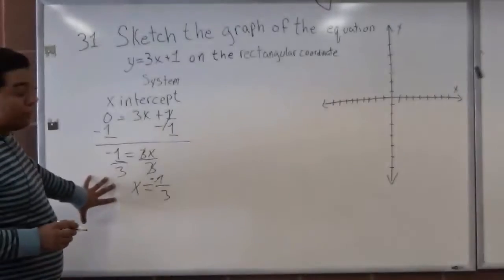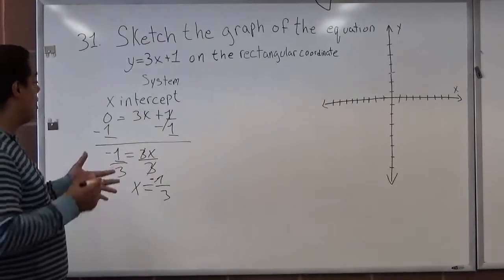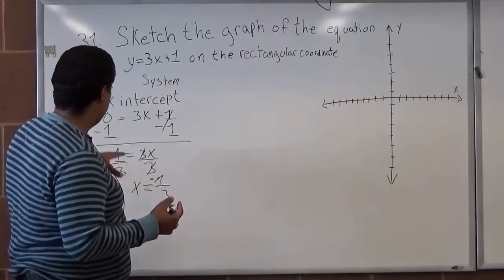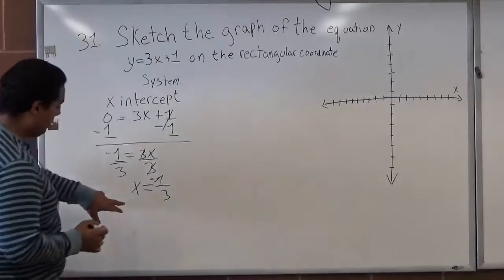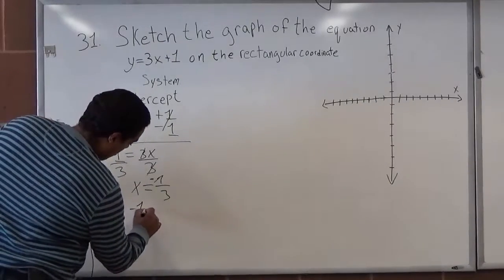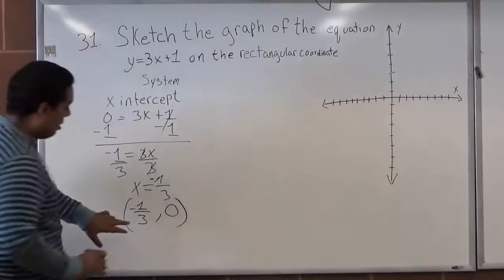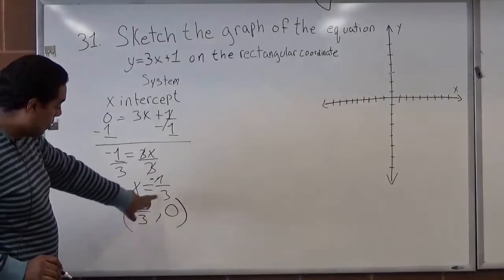And this will be a little bit hard to find on the coordinate system, which is why I'll show you the other method afterward. But let's just continue with this for now. Negative 1/3, comma 0, because our x value would be negative 1/3, and our y value is 0.